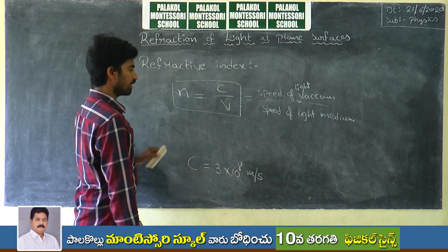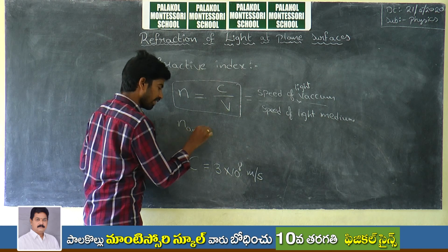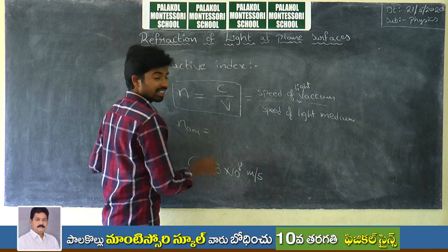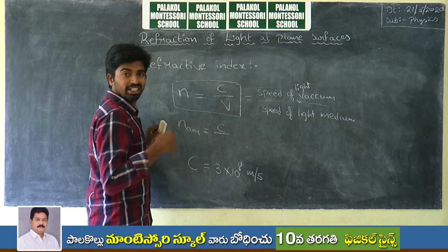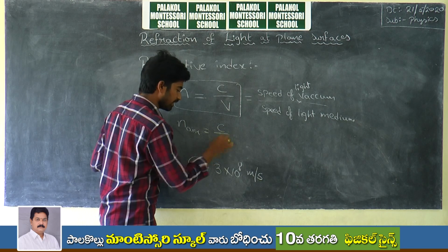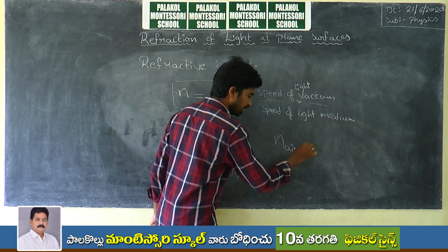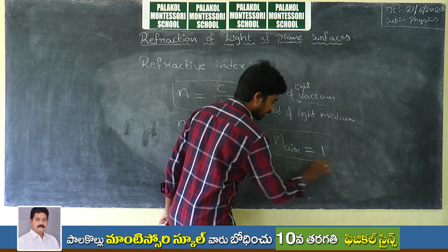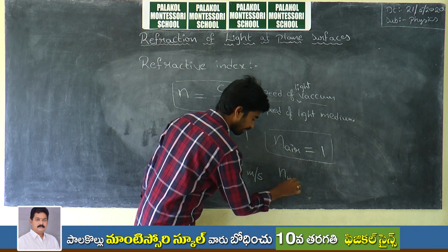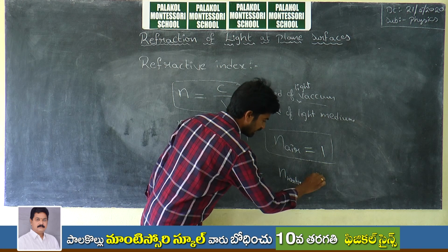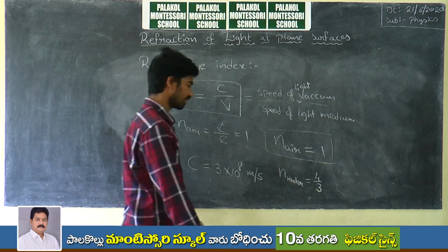The speed of light in vacuum is c, and the speed of light in air is also c. There is no change in the speed of light in air and in vacuum, and hence c by c is equal to 1. So the refractive index of air is 1, and the refractive index of water is 4 by 3.